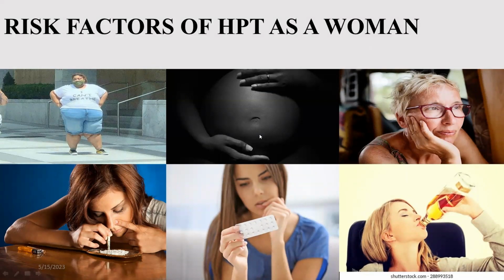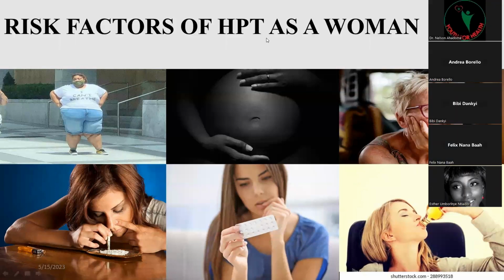During pregnancy, you realize that people develop high blood pressure. Now, when you are aging in menopause, you can also develop high blood pressure. Smoking and use of drugs can lead to high blood pressure. Even the post pill that women take, when you take it too often, you are putting yourself at risk of developing high blood pressure. Then drinking alcohol is also likely to lead to high blood pressure.